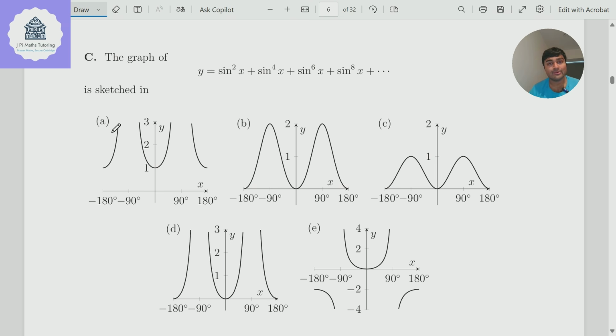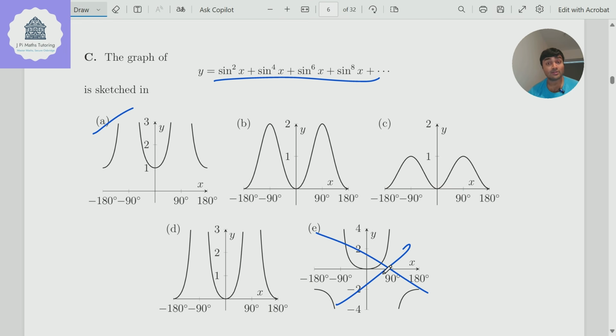You're going to sub in x equals 0. So when x equals 0, clearly y is going to be 0 plus 0 plus 0 plus 0 forever. So it's not going to be A, because 0 plus 0 plus 0 is 0. So the y-intercept should be 0. Also, I can easily see here that the y values are non-negative. I'm just adding up non-negative numbers, so it can't be E either.